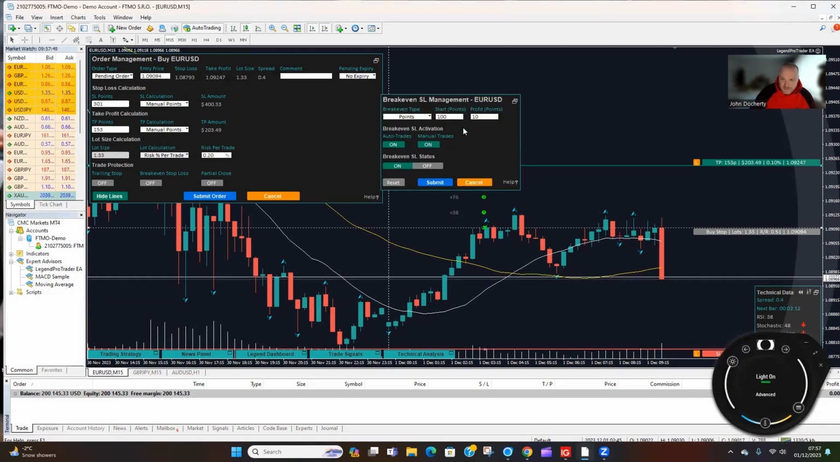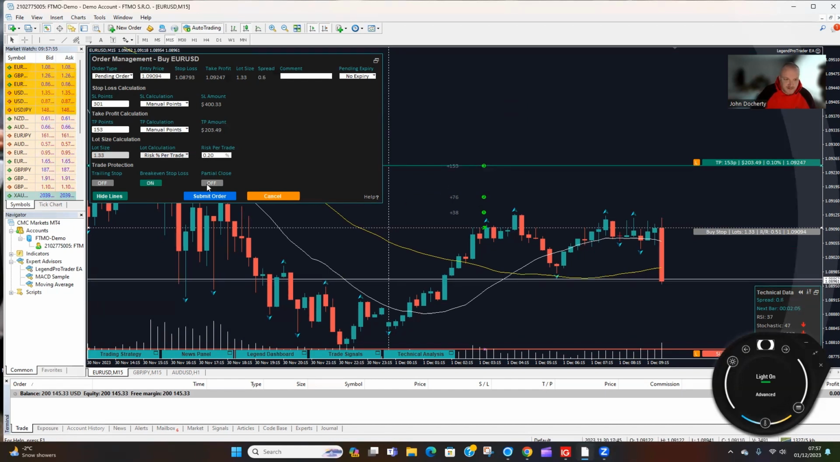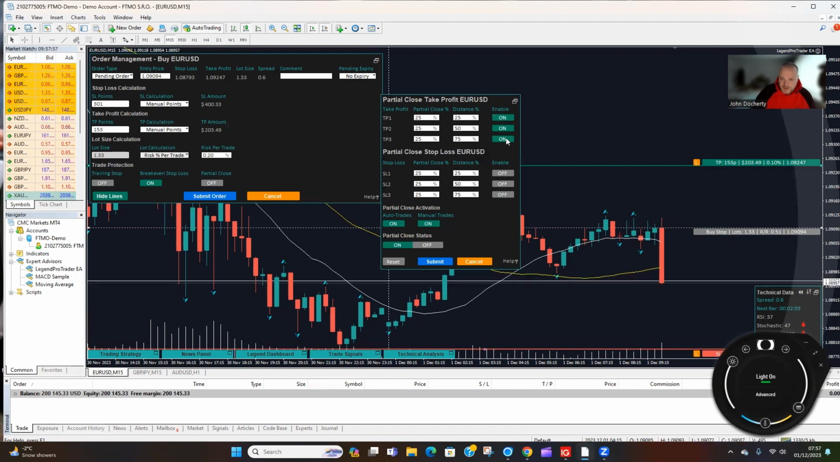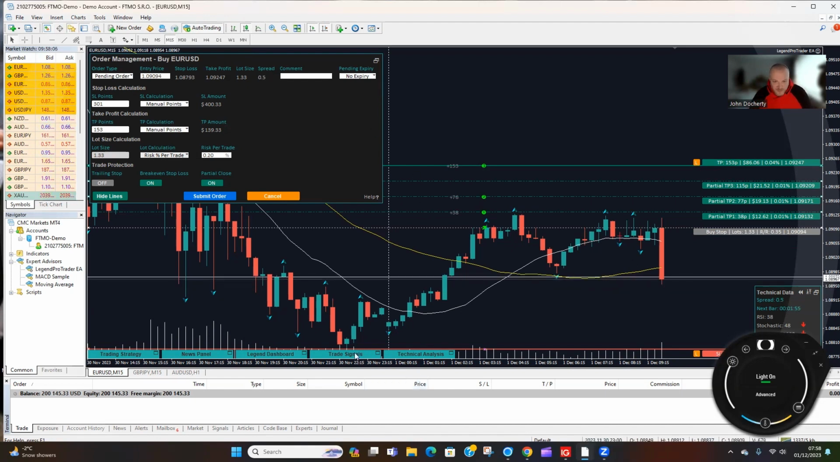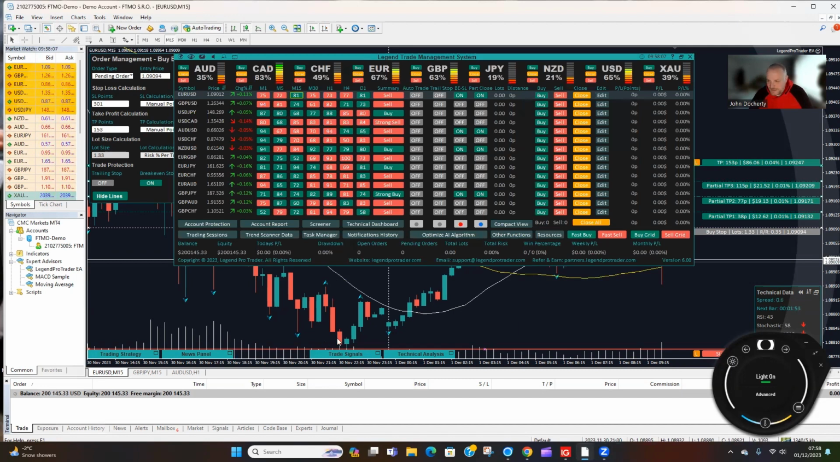We're just going to get the break even. Again, just going to change that to 20. And we're just going to do the partials here as well. Submit these on. And I'm not liking this at the moment, to be fair, because like I say, when we bring the dashboard back into play, we can see the Euro and the USD are pretty much neck to neck, you know. So what we'll do is we'll stick this in anyway.